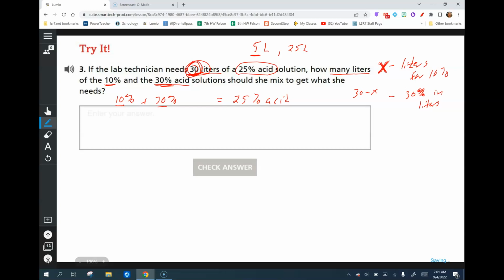Okay, so now my equation becomes, well, I have 10%, change that to a decimal. I do that by moving my decimal point 2 places. So I have 0.10 times X plus 0.30 times 30 minus X. And again, it was just a poor choice of numbers. This 30 and this 30 have nothing to do with each other, which then gives me my total of 30 times the 0.25. So 0.25 times 30 for my number of liters for the final solution.